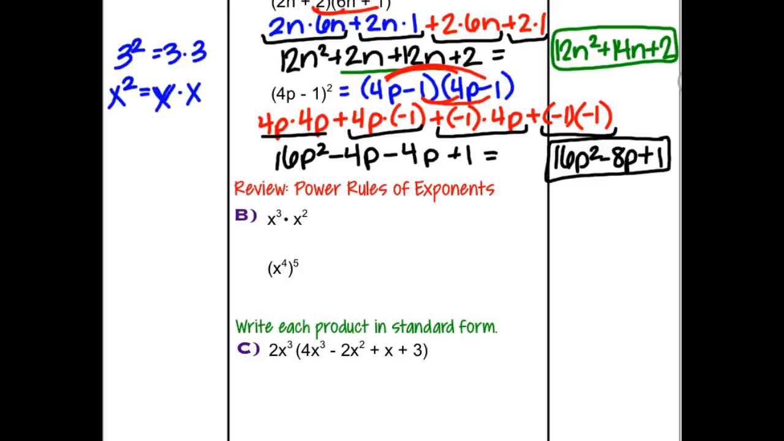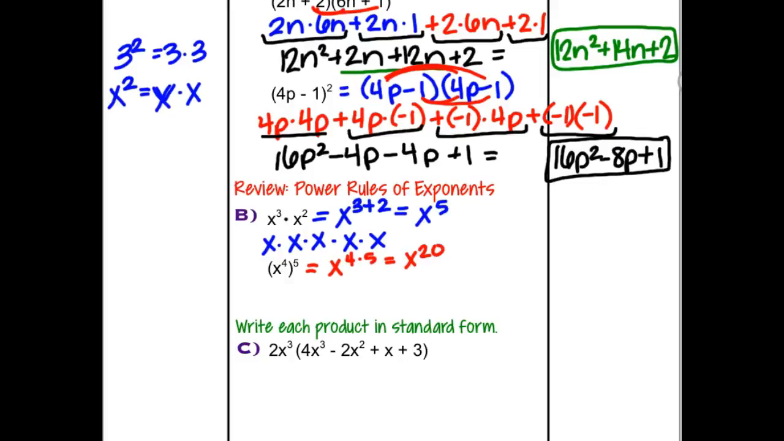When we are multiplying exponents with the same base, you add those powers. So this would be x to the 5th. Because remember, x to the 3rd is x times x times x. And x squared is x times x. We got 1, 2, 3, 4, 5 x's. Now, x to the 4th all to the 5th, we are going to multiply, so x to the 4 times 5, which would be x to the 20th.